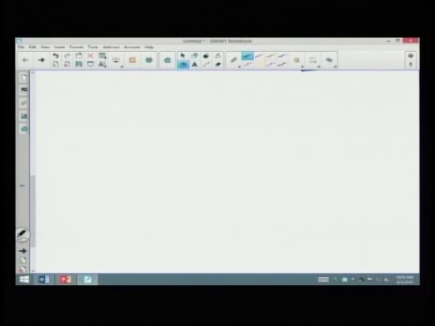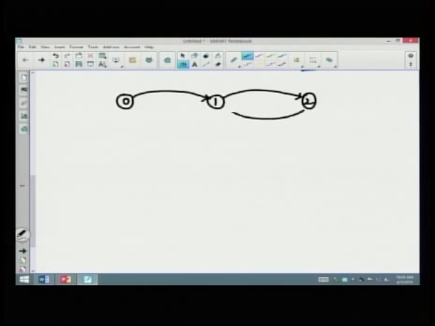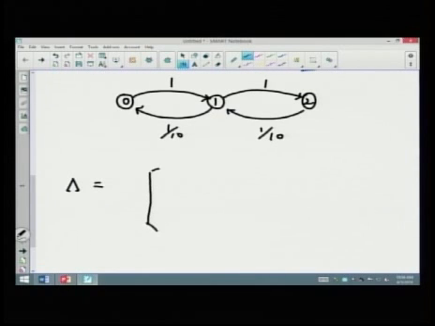So let me redraw the transition diagram. 0, 1, 2. So we have 1, 1, and 1/10, 1/10. Is that right? So in that case, lambda matrix should be 3 by 3, right? So we have 0, 1, 2, 0, 1, 2, like that.